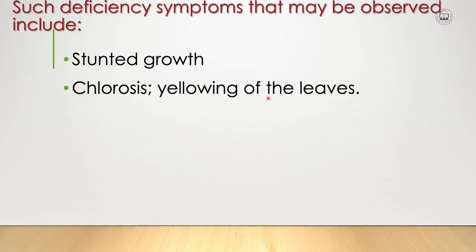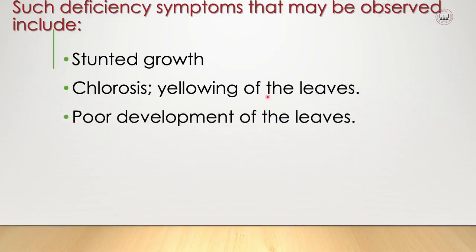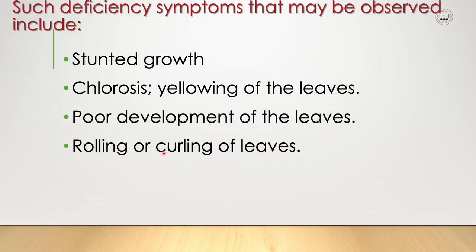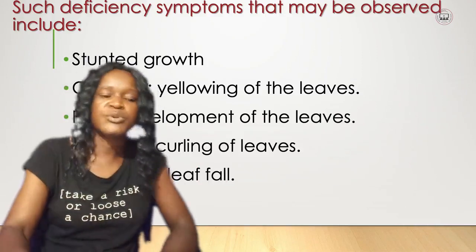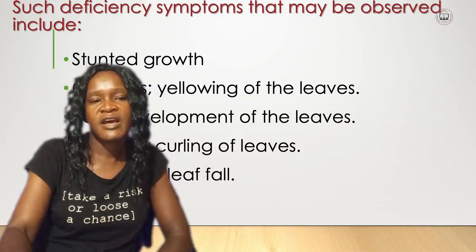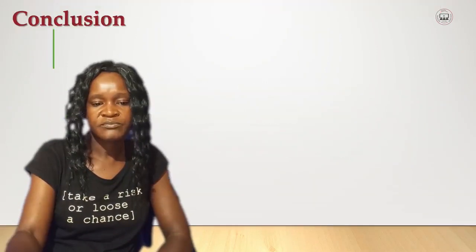chlorosis, meaning yellowing of leaves, poor development of leaves, rolling or curling of leaves, premature leaf fall. Those are some of the deficiency symptoms which might be observed in an infertile soil.